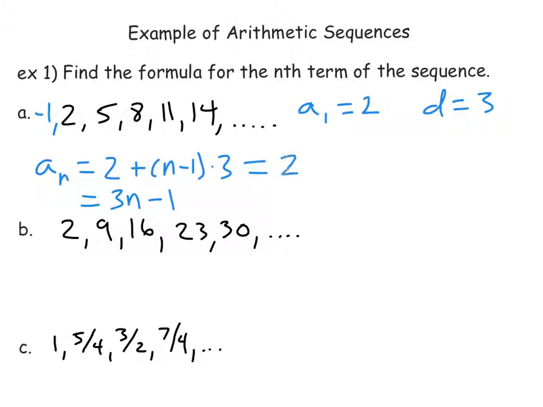Another way you could have done this is if you distribute that 3, you would have 3n minus 3. Combine your like terms, and you'd have 3n minus 1. Okay? That's the only one I'm going to write it out as both. From here on out, I don't really care if you put the sequence defined in terms of n or n minus 1.